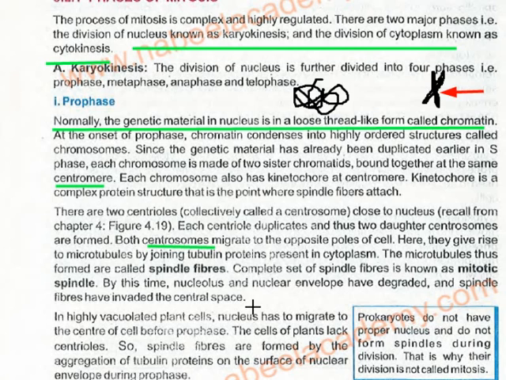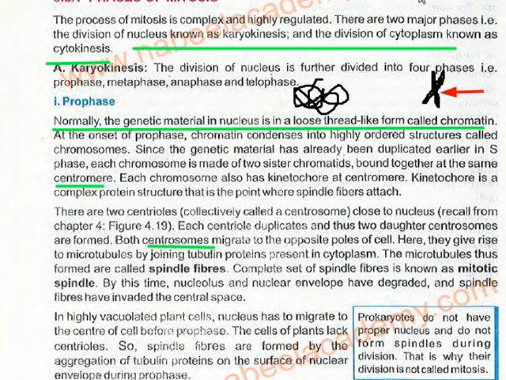Spindle fibers are formed, and they are known as the mitotic spindle, and the nucleolus and the nuclear envelope degrade. Why do they degrade? Because the nuclear envelope has to degrade, and the nucleolus also has to degrade, because the cell is going to divide.